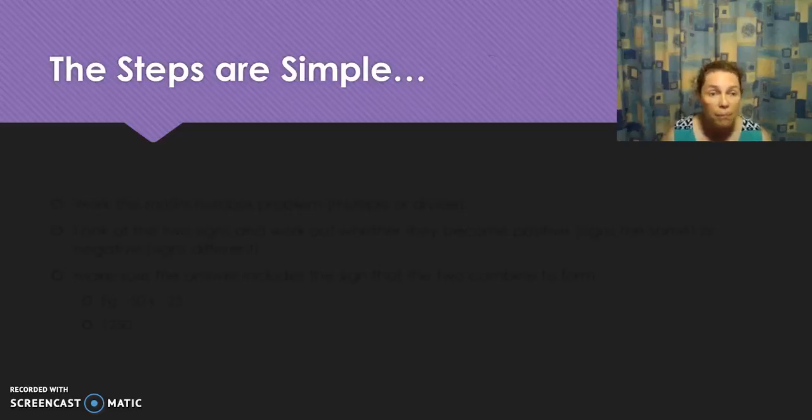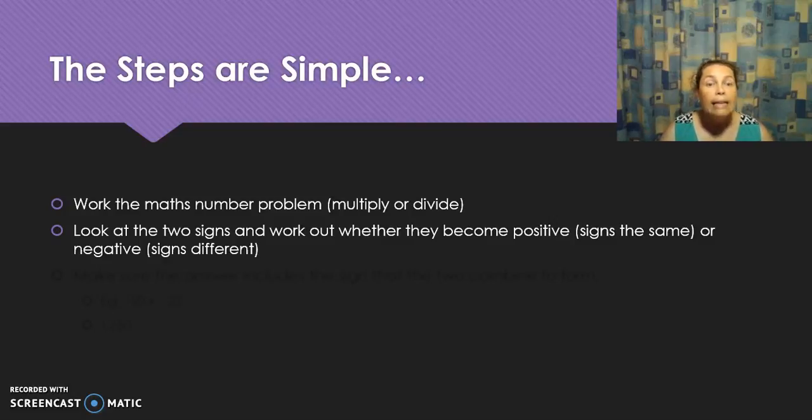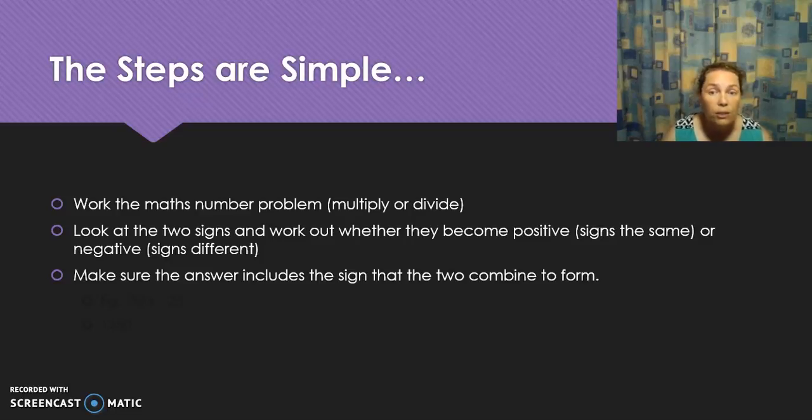The steps are simple, so let's go through them again. Work the maths problem, either multiply or divide. Then look at the 2 signs and work out whether they become positive, that's the signs are the same, or negative, the signs are different. And then make sure the answer includes the sign that the 2 of them combine to form.